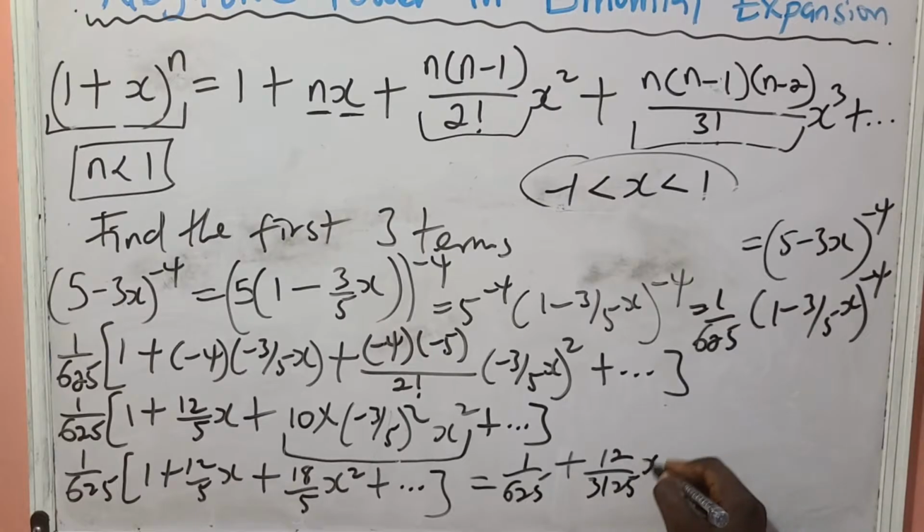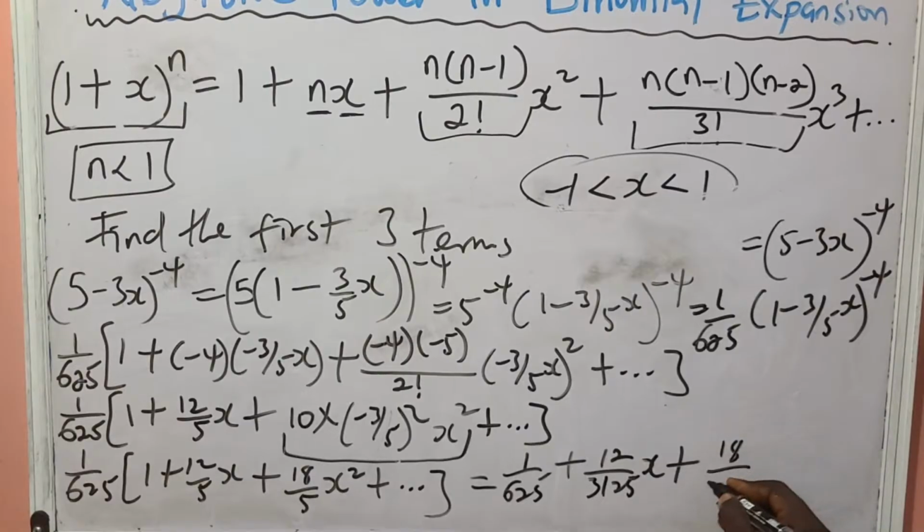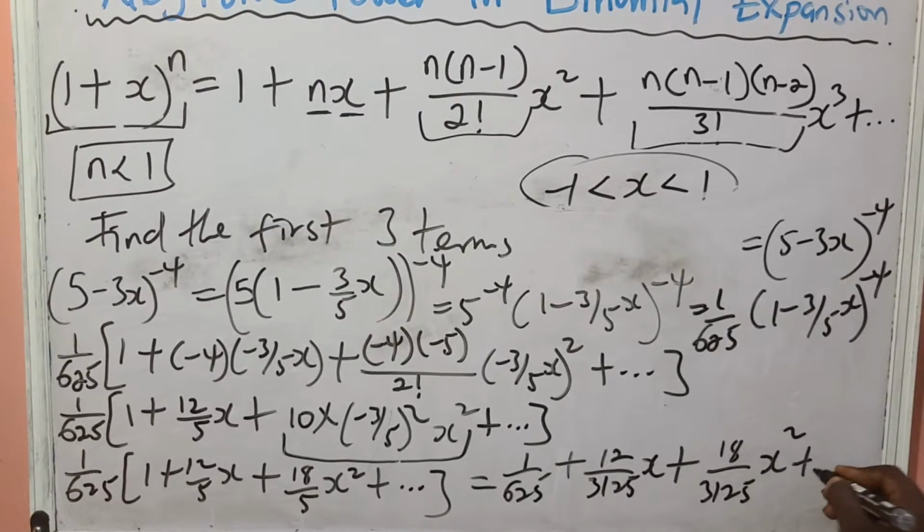And then plus I have 18 over 5 times 1 over 625, which would be 18 over 3125. We do not have something that can go in, that can divide both 12 and 3125. So this will be my final answer. All right, quite very simple and straightforward. So this is the answer, the first 3 terms. This is the first term, this is the second term, this is the third term.